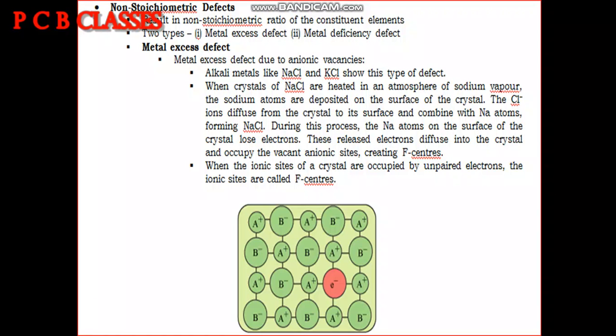The third is the non-stoichiometric defect. Non-stoichiometric defect means that in this defect the formula will be disturbed. What happens actually in this case is that the formula of the compound will be disturbed. So let's assume an ideal solid, A positive and B negative. For the non-stoichiometric defect, we divide it into metal excess and metal deficiency. We will focus on metal excess.